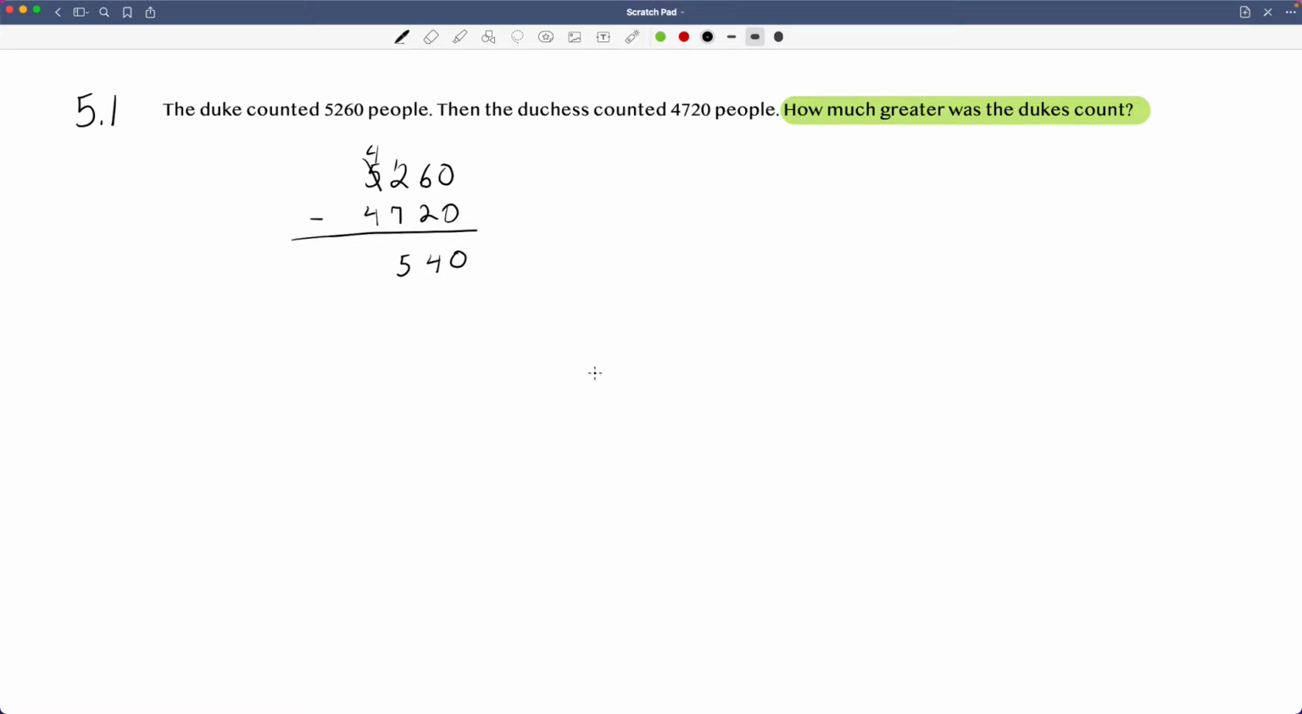And we can double check that. We can always check our work by taking the subtrahend and turning it into an addend, and taking the difference, turning that into an addend, and our answer should equal the minuend. So we add those together, and yes, the minuend and the sum match. So therefore, we did the math correctly.